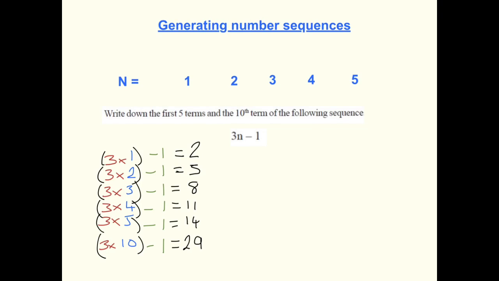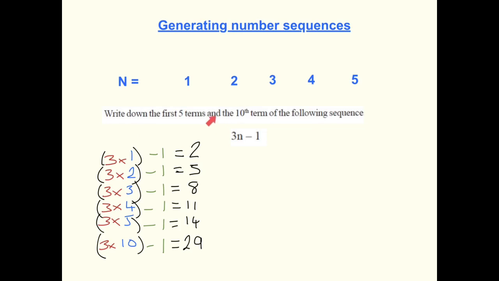Okay, so this is what you should have got. We've got 3 times the position number, so 3 times 1, 3 times 2, as I've shown you here. And then after that, you take away 1. So we've got 3 times 1, which is 3, take away 1, which gives you 2. We're taking away this time, so 3 times 2, which is 6, take away 1, gives you 5.